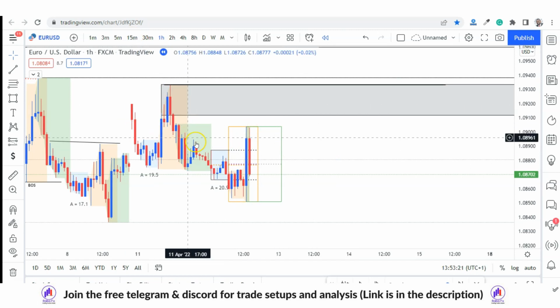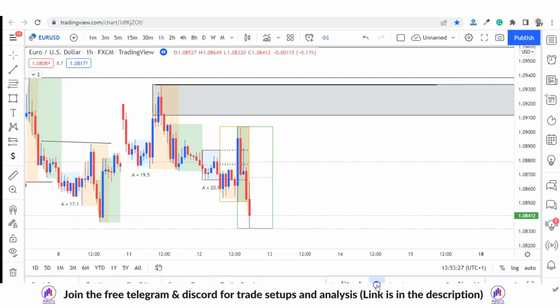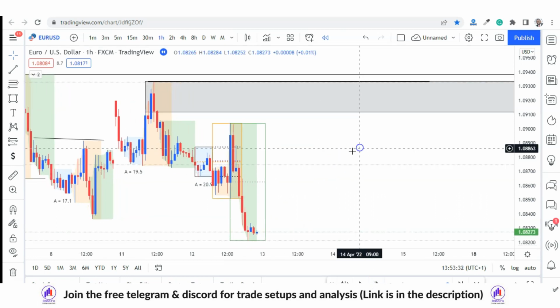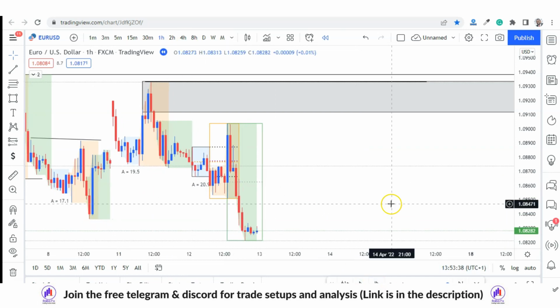So this market then ended. You can see we have a new low created here. Okay, we have a new low created here. Let's continue playing the market.